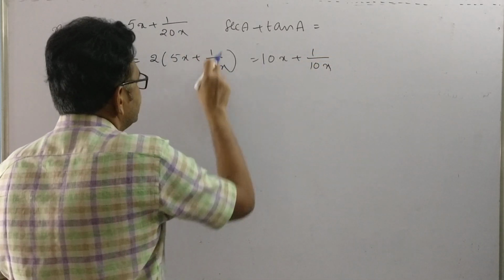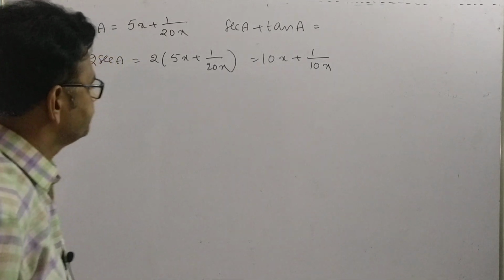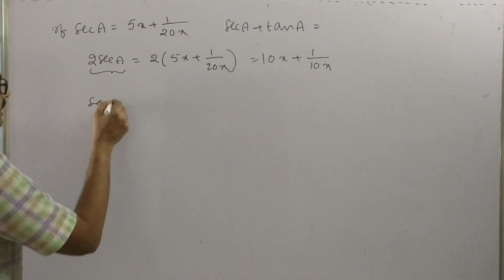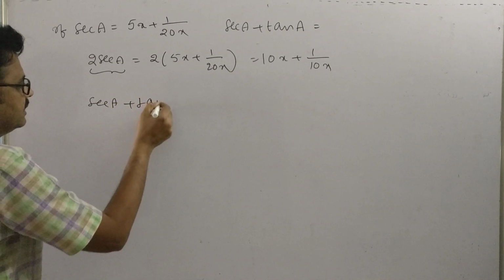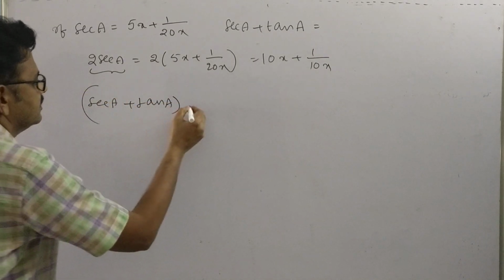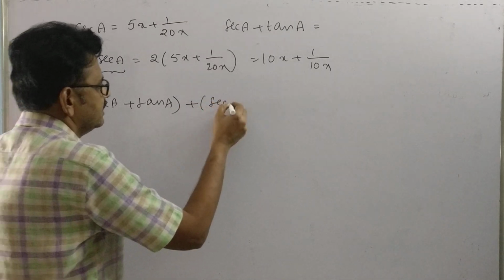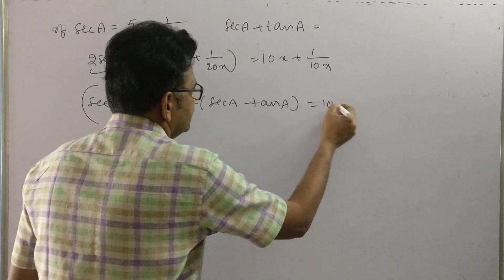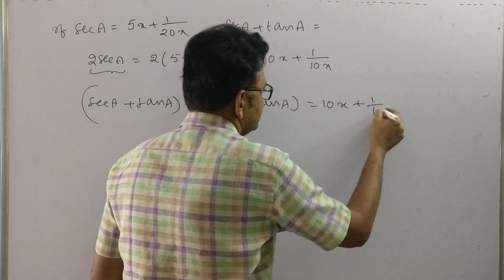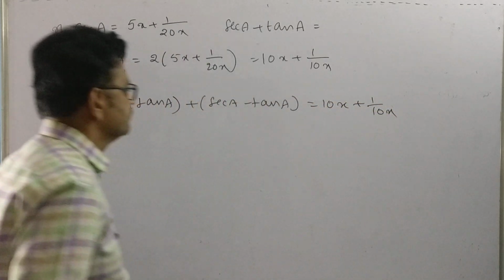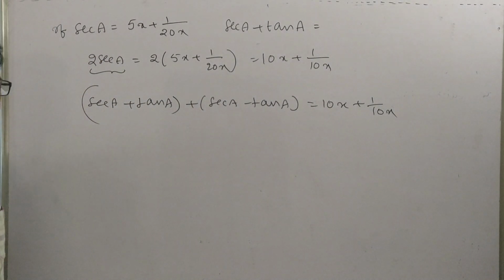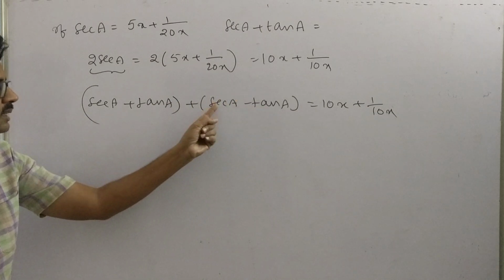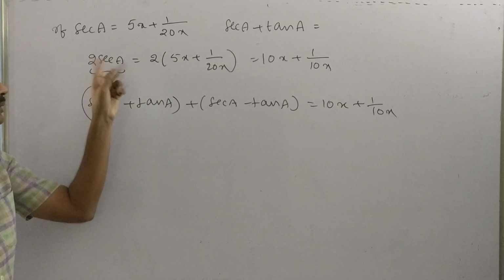So 2 by 20 means 1 by 10. This is 2 secant A, right: secant A plus tan A plus secant A minus tan A is equal to 10x plus 1 by 10x. So tan A gets cancelled, secant A plus secant A, that is 2 secant A.